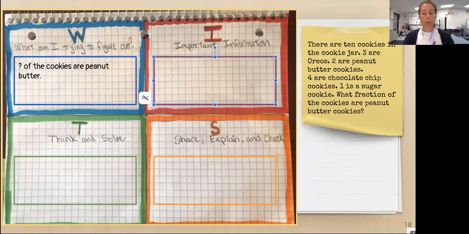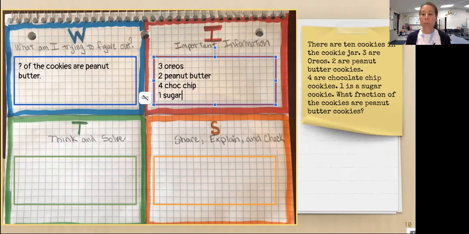So I've got 3, following along with me, 3 Oreos, 2 peanut butter, 4 chocolate, and 1 sugar. Okay, now other important information.